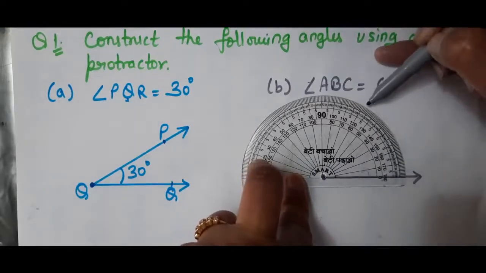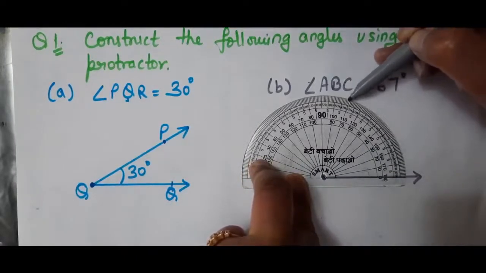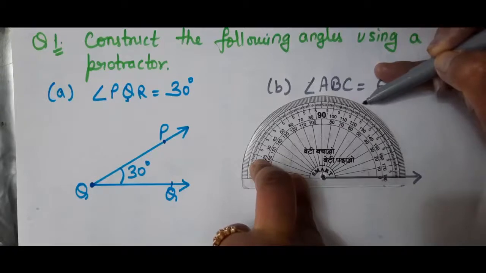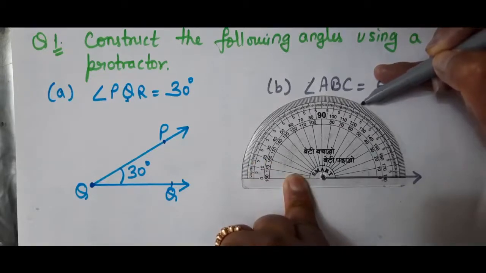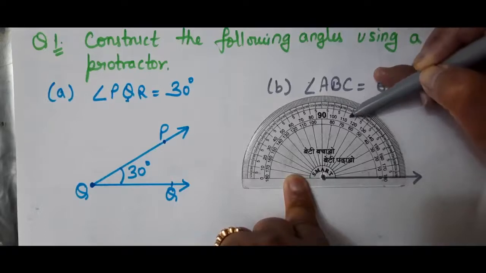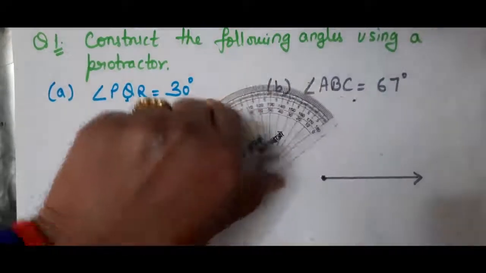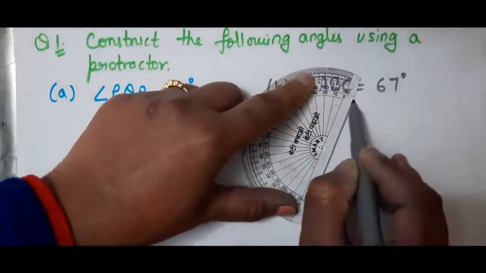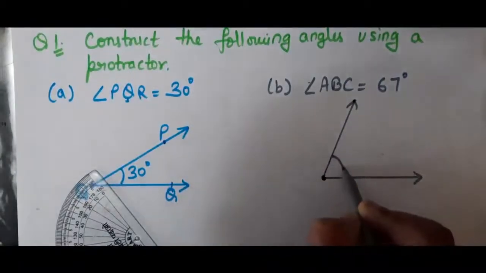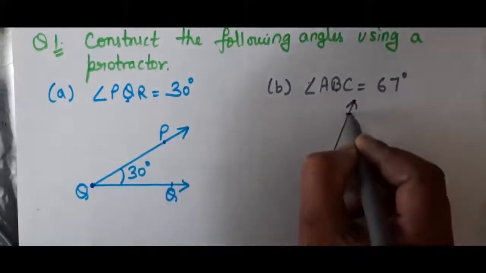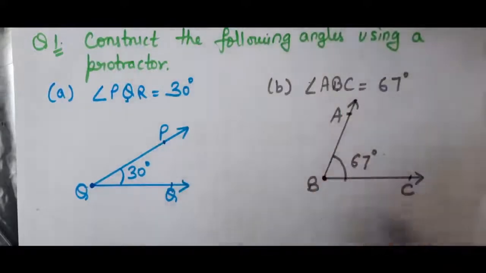So find 67. You know that 67 is between 60 and 70 and there are 10 divisions between each number here, right? So after 60 count to 7, you will get 67. So after 60 it is 61, 62, 63, 64, 65, 66 and 67. It is 67 degrees, right? So join it and you will get a 67 degree angle and name the middle point as vertex B. A point you can take here, C point here. So this is angle ABC.